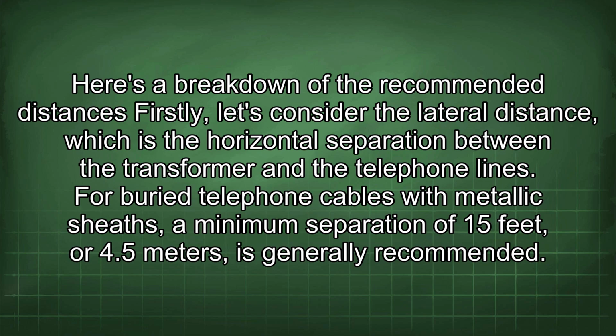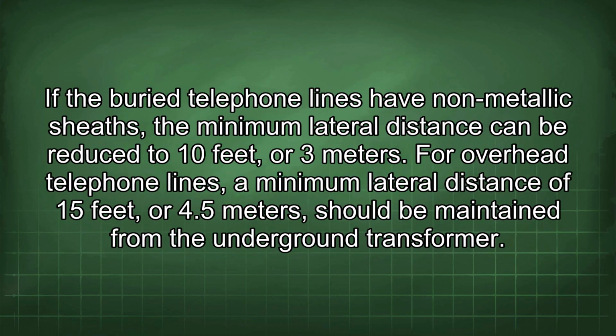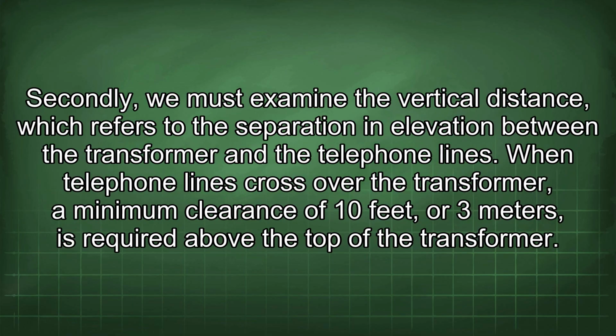Firstly, let's consider the lateral distance, which is the horizontal separation between the transformer and the telephone lines. For buried telephone cables with metallic sheaths, a minimum separation of 15 feet, or 4.5 meters, is generally recommended. If the buried telephone lines have non-metallic sheaths, the minimum lateral distance can be reduced to 10 feet, or 3 meters. For overhead telephone lines, a minimum lateral distance of 15 feet, or 4.5 meters, should be maintained from the underground transformer.